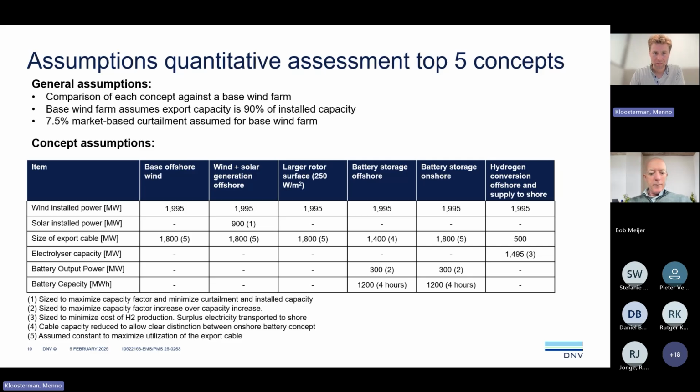And we therefore deliberately reduced the cable capacity in case of the offshore battery, offshore storage.